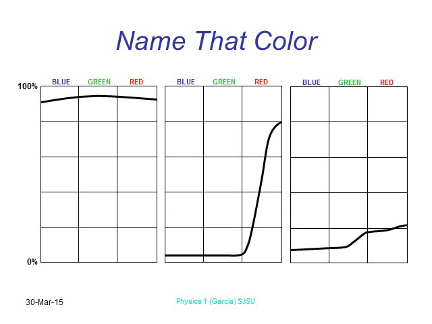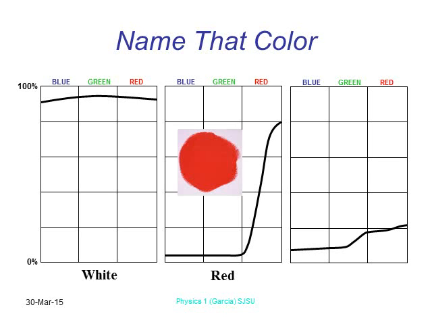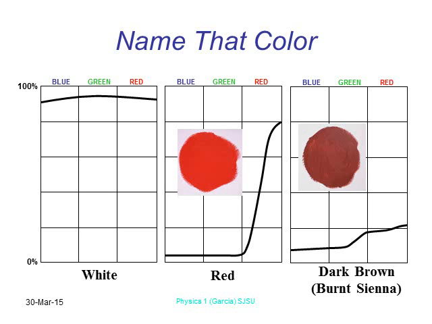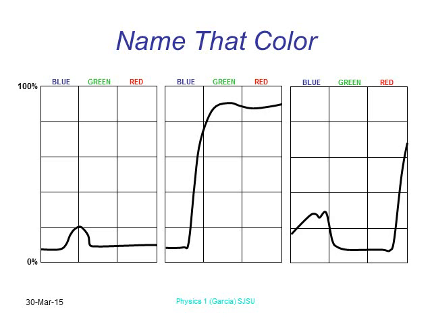Okay, so name that color. Well, if you had all blue, green, and red, you can guess what quote-unquote color that would be. Or if you just had red light, what color would that be? Red. And dark brown, burnt sienna. Okay, same thing. Name the color. Blue, blue-green, green mixed with red, and blue and red mixed together.